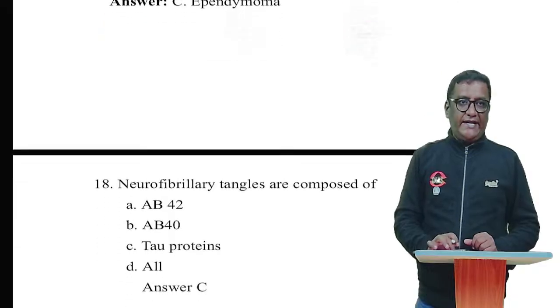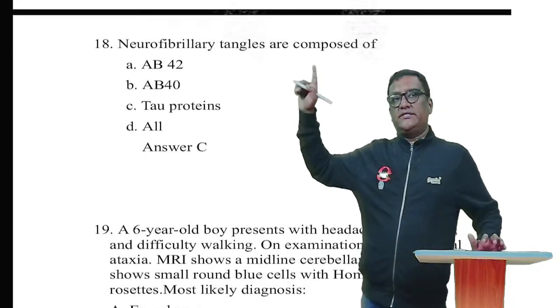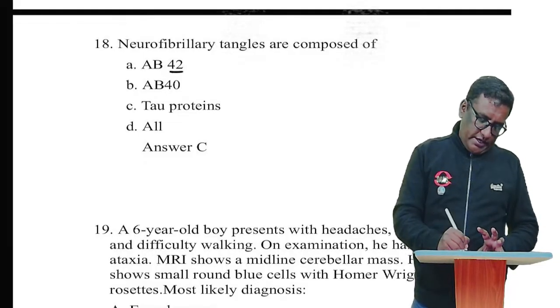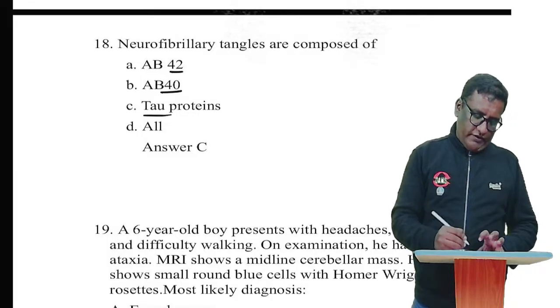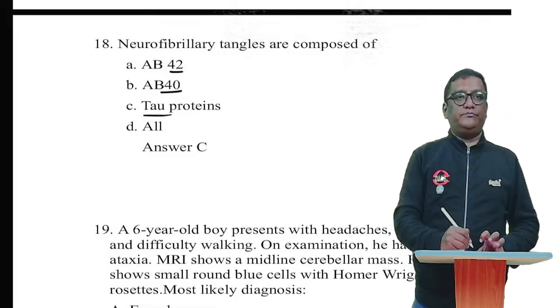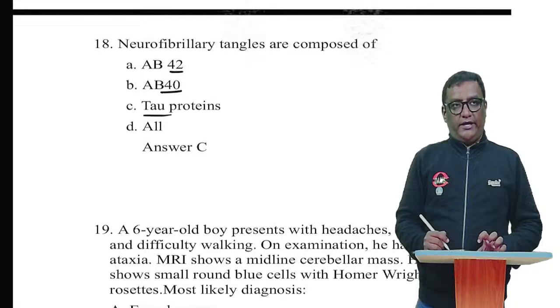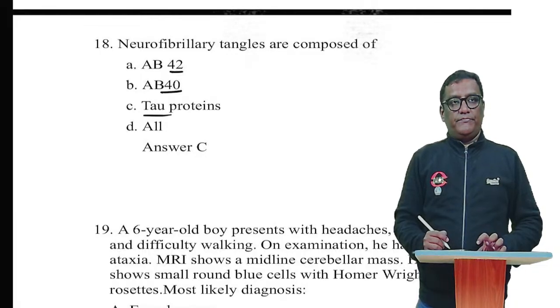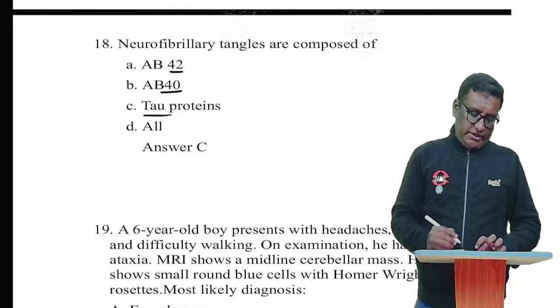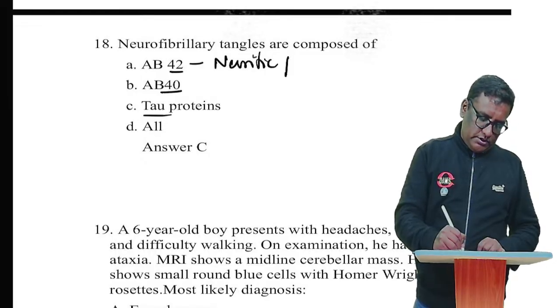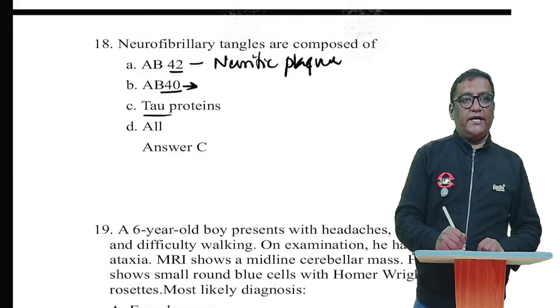Next, question number 18. Neurofibrillary tangles are composed of A beta 42, A beta 40, tau protein, or all of the above. A beta 42 is neuritic plaque. So in Alzheimer's, neuritic plaque is composed of A beta 42. A beta 40 is CAA.